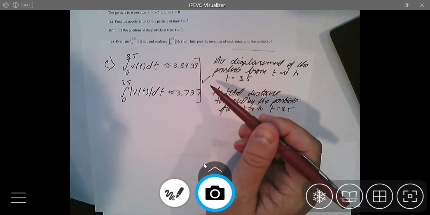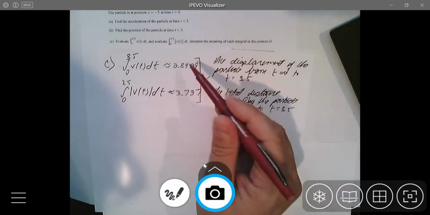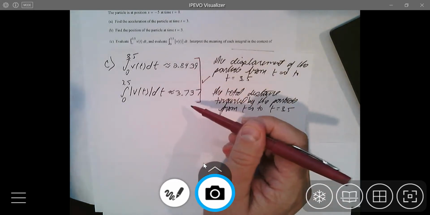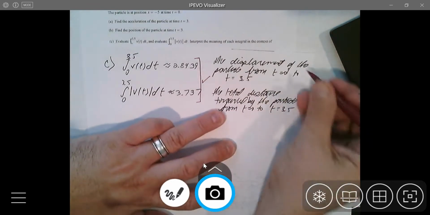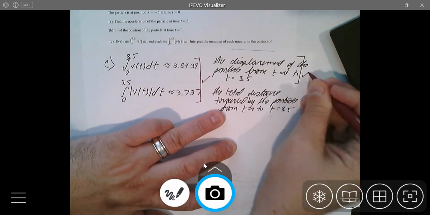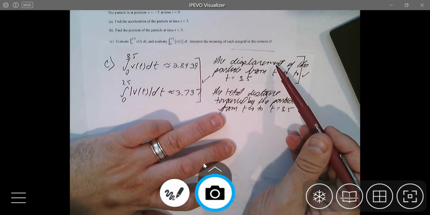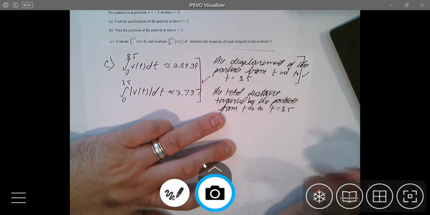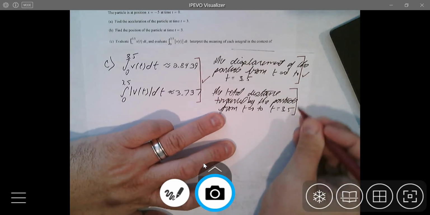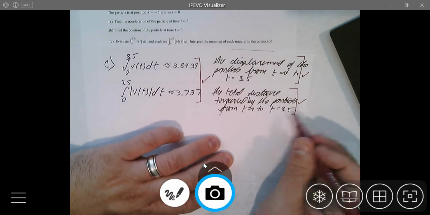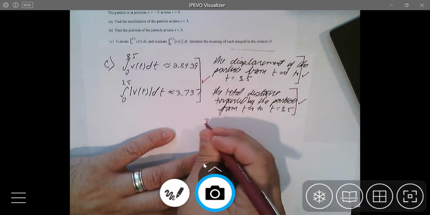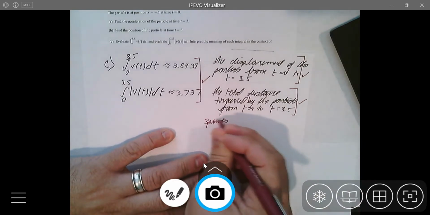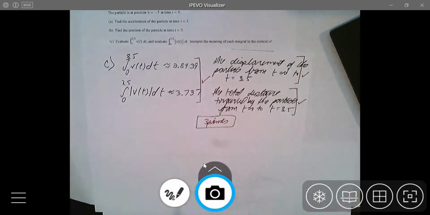In terms of how they awarded points, coming up with both numerical answers earns you the first point. You have to get both of these answers correct to earn the first point. And then there is 1 point over here for the displacement. You have to say displacement. You have to say on the time interval 0 to 3.5. And then a third point for total distance traveled, again on the given interval, for a grand total of 3 points. Not so bad. This has been a kind question so far.